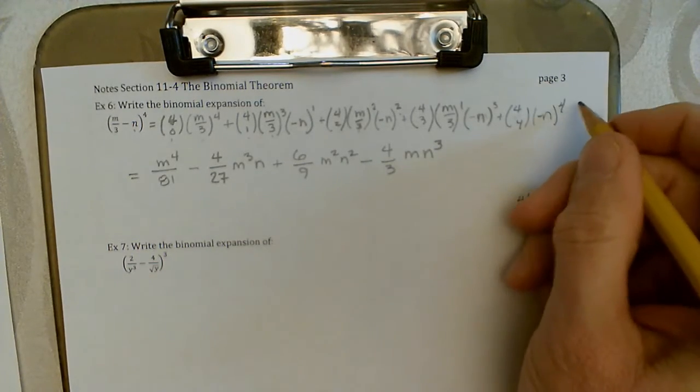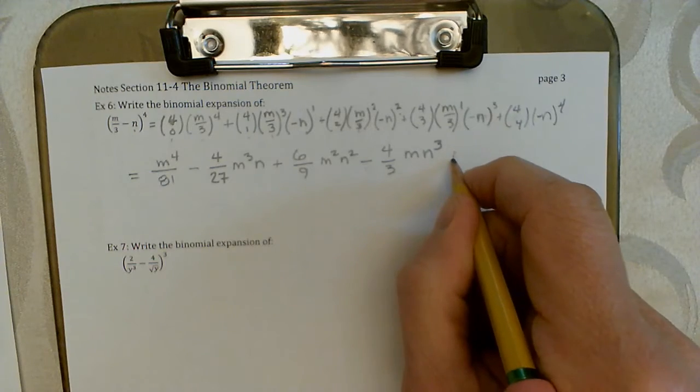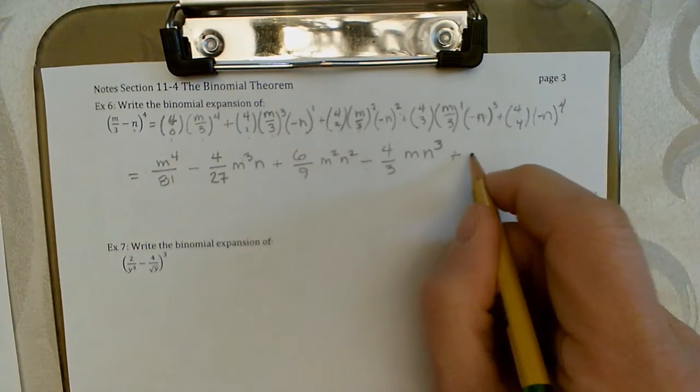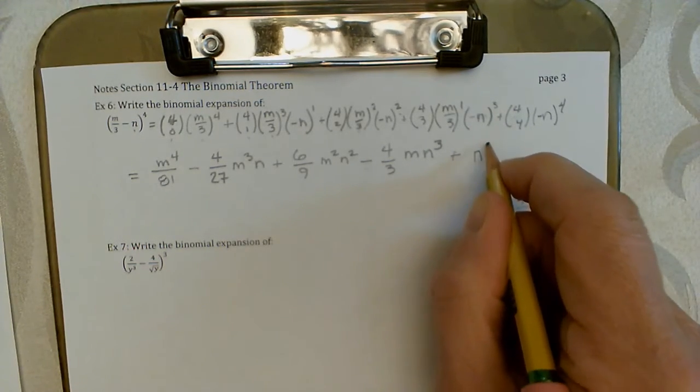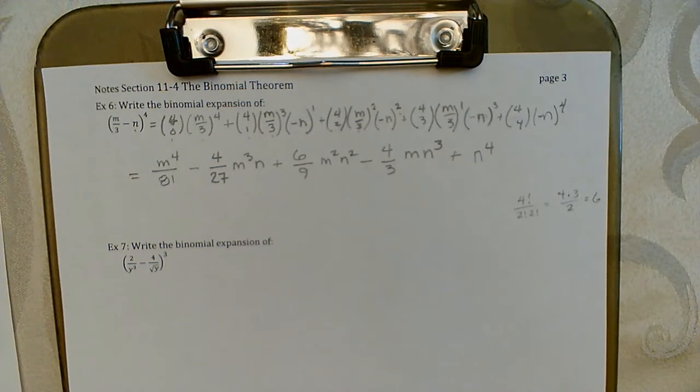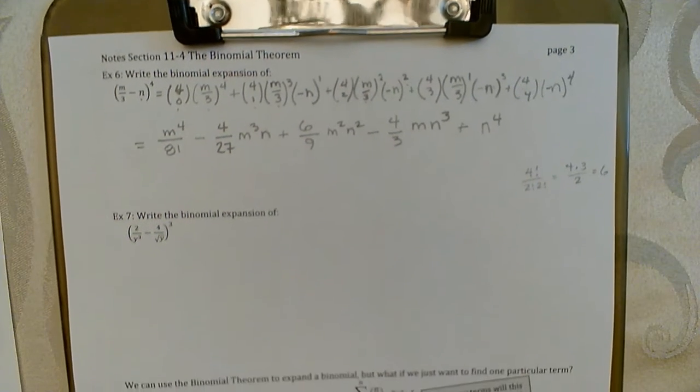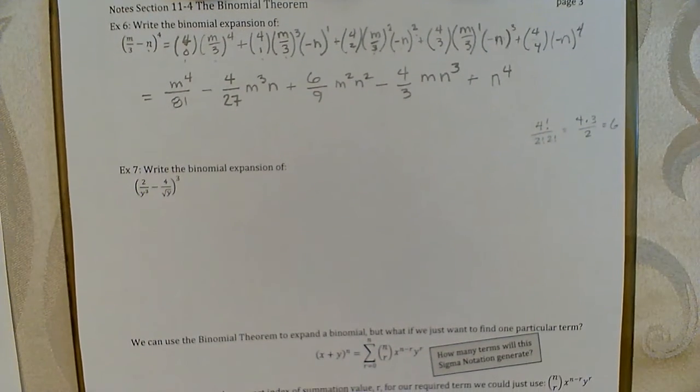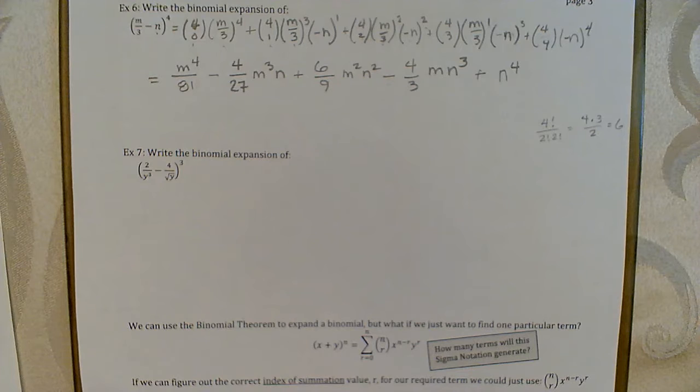And then finally, the last term is being raised to an even power, so I know it's going to be a plus. That's a 1, so plus n to the 4th. Okay, try the next one. Again, there's some fractions and some radicals in that. Could be a little tricky. Pause the video and then I'll work on the problem.